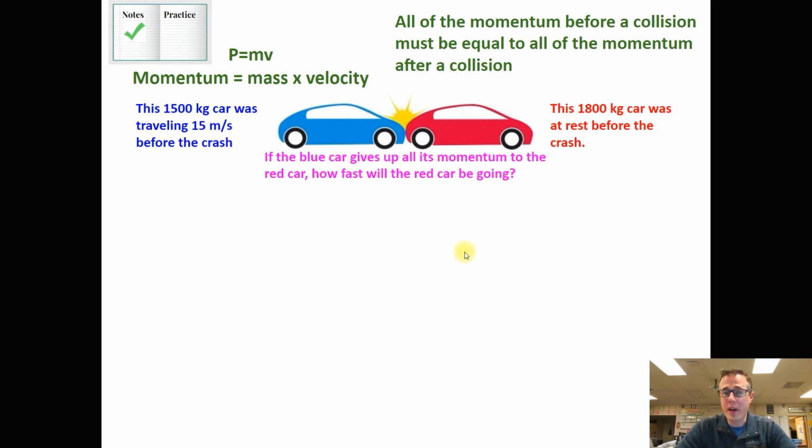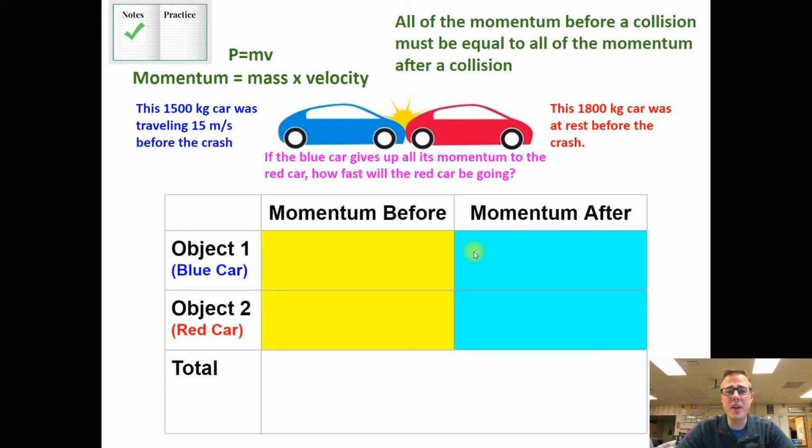So we need a way to organize all of our math. There are probably a lot of ways that you could do this, but I have found over the years that a table helps me, and so that's how I'm going to show you. So we need to set up a table that looks like this on your paper. It's a table that has a place for us to record the momentum before the crash for both objects, the blue and the red. We're going to do that in these yellow boxes. We also have a place to record the momentum after the crash, again for both objects.